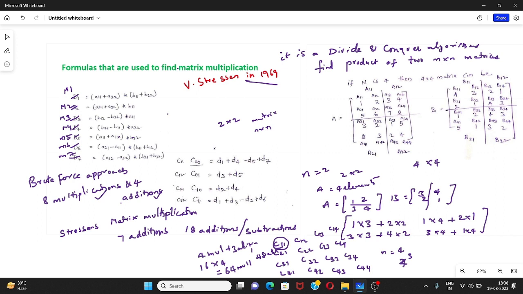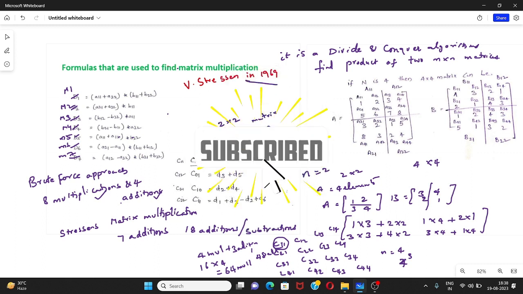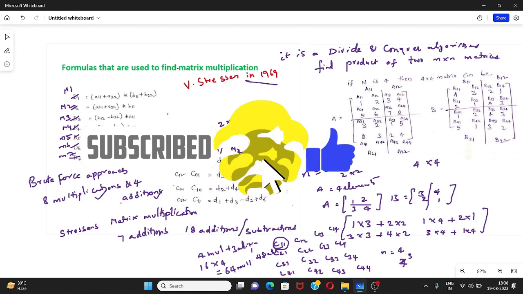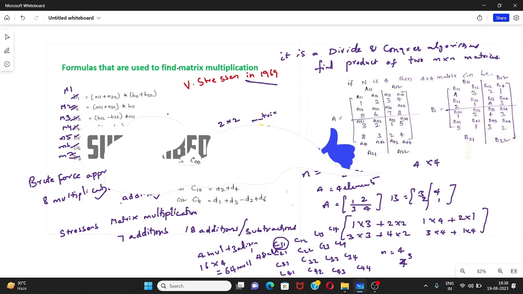Like you can consider here, in place of d you can consider m, so it will be like this: m1 plus m4 minus m5 plus m7. Before finding the corresponding element of your resultant matrix, you have to find all these m1 to m7 values, then substitute, and then simply perform the additions and subtractions in order to get the resultant matrix.